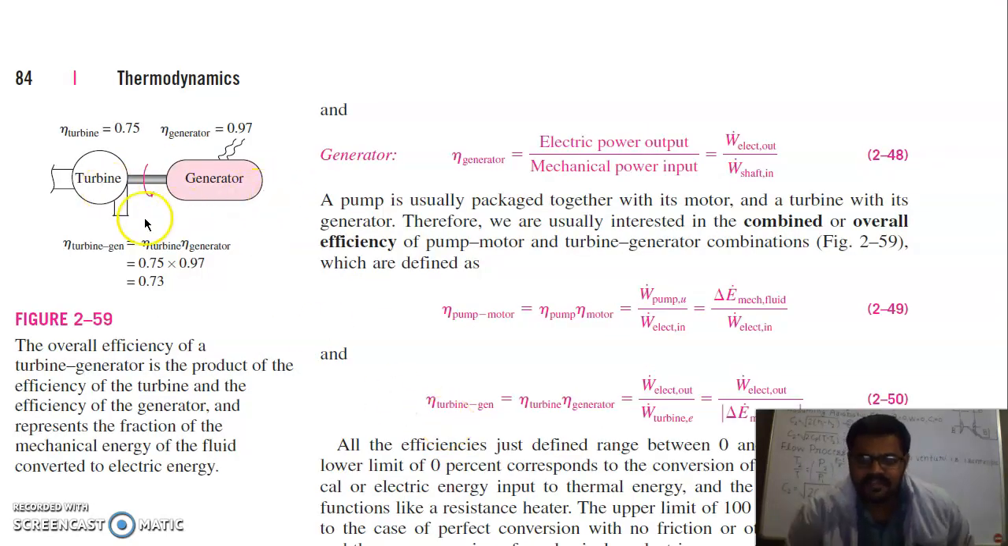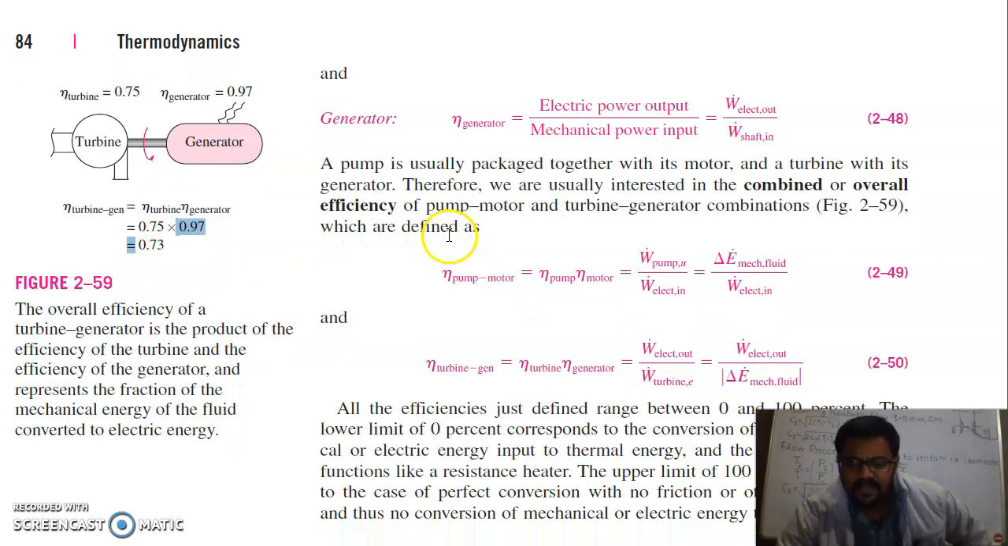You can see here in this example, we have a turbine generator set. Turbine efficiency, suppose, is 75% and generator efficiency is 97%. When the two are connected, the turbine has the shaft power and this shaft power will rotate the generator and the generator will produce electricity. So the energy output here is less because there is some loss at the generator set. So the total turbine generator efficiency is equal to the product of these two efficiencies, which is 0.73.